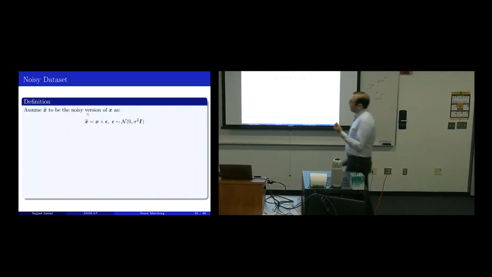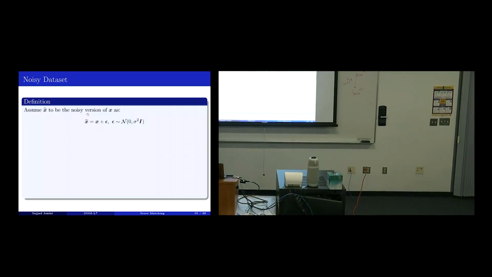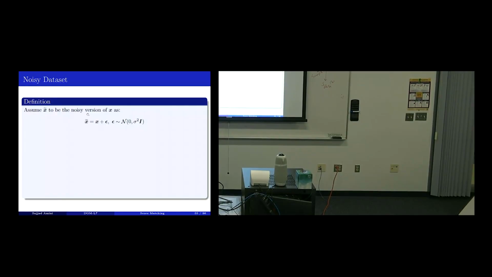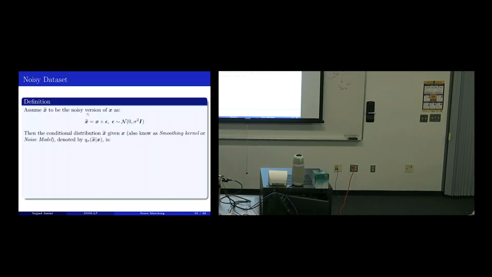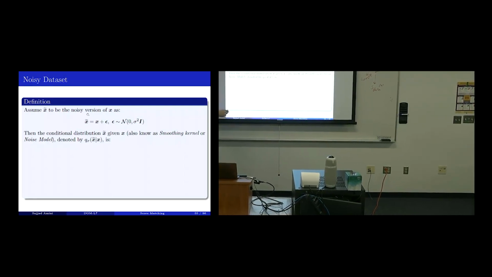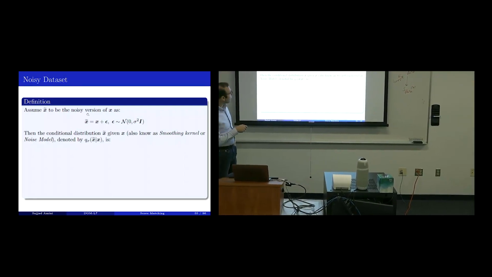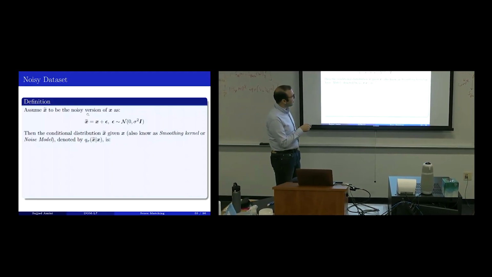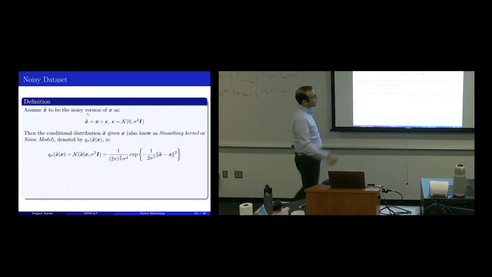Assume that I have a noisy version of my input. I have images, but by myself, I generate a noisy version of those inputs. How? Easily, by adding Gaussian noise to the data. Then the conditional distribution of X tilde given X, also known as a smoothing kernel or noise model, denoted by this q sigma of X tilde given X, is this one.